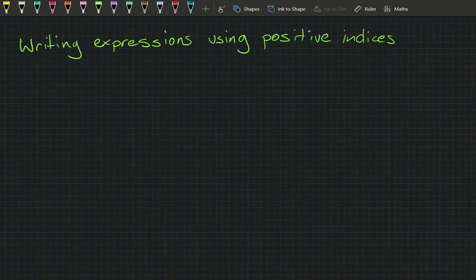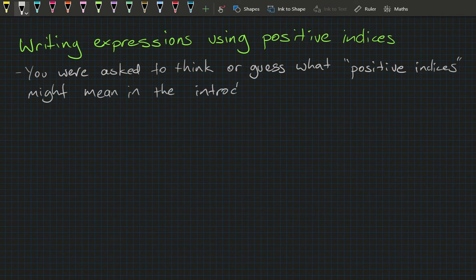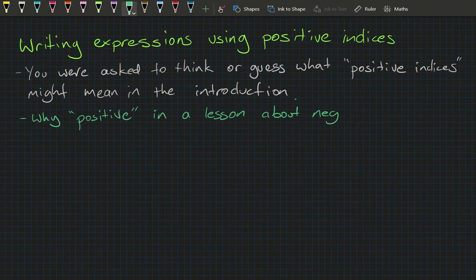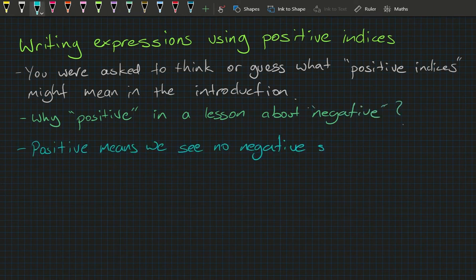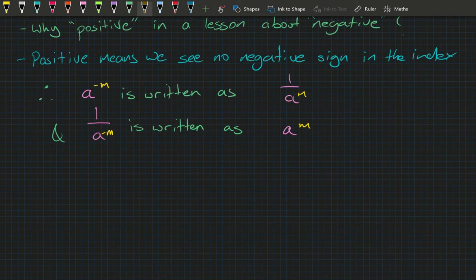In this section, we'll be writing expressions using positive indices. So I've told you about the idea of using positive indices already without explaining them. It does seem weird to have a whole section on positive indices in a lesson all about negative indices. Well, positive indices mean we just have nothing with a negative power. So therefore, a to the minus m should be written as 1 over a to the m. And 1 over a to the minus m should be written as a to the m. So the expressions on the left have negative indices and the ones on the right have positive indices.